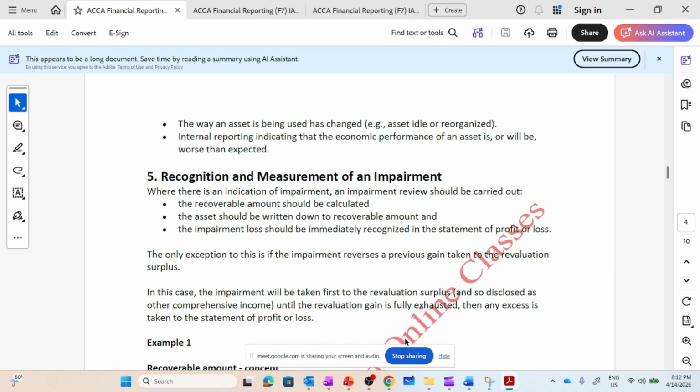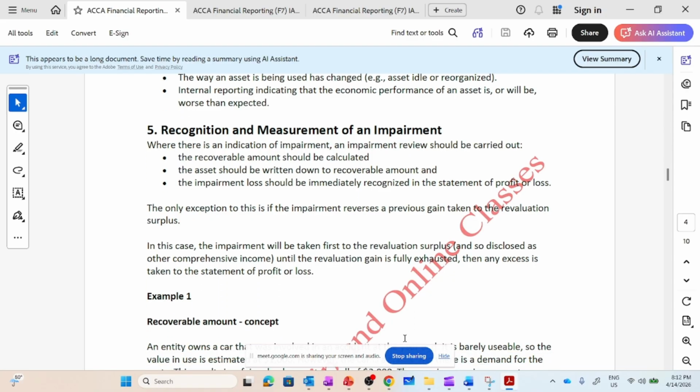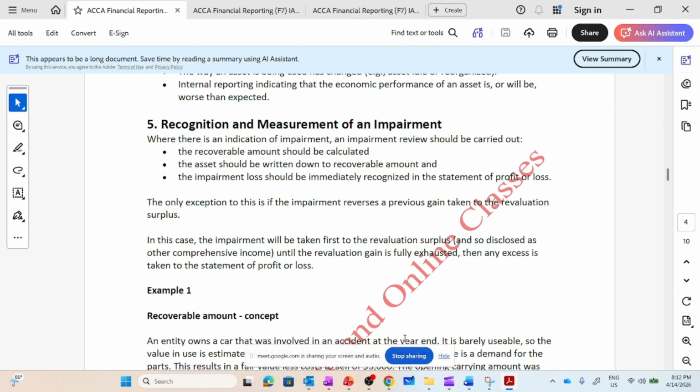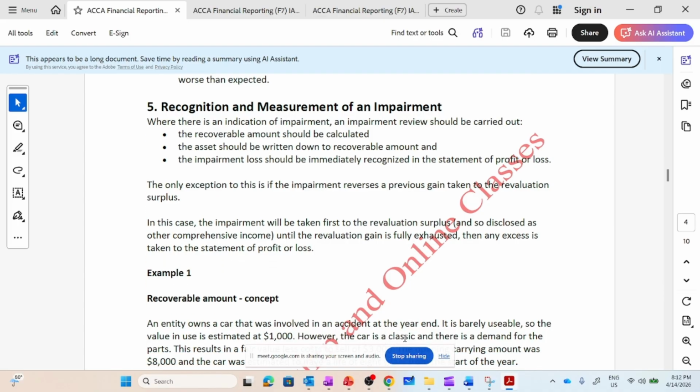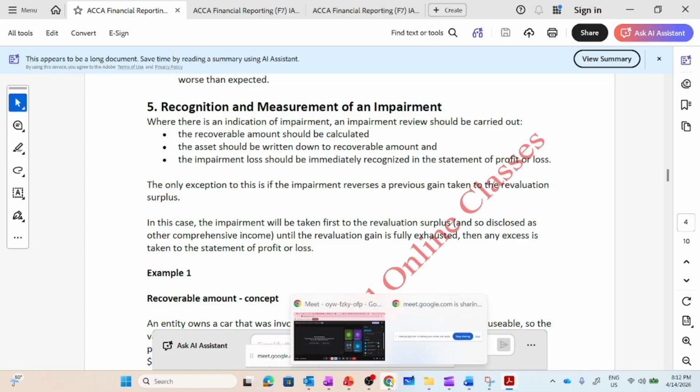So now, a very important concept. We are going to look at the recognition and measurement of impairment. As I already mentioned, we need to know how to calculate the recoverable value, and we need to know how to calculate the carrying value.